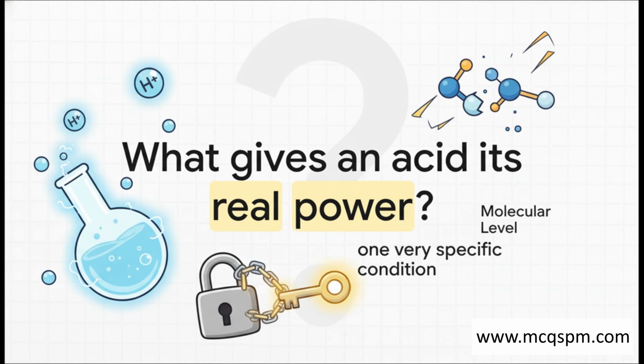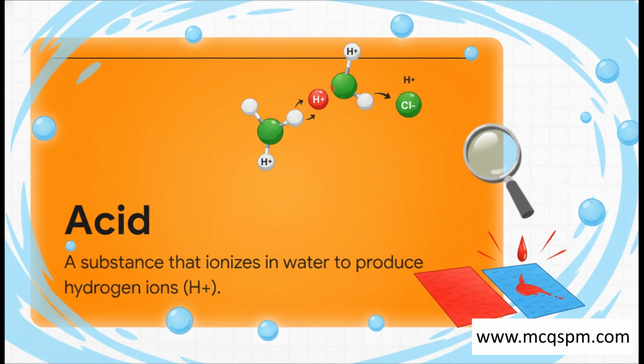And here's the catch. It only happens under one very, very specific condition. And this is the part you absolutely cannot forget. An acid must be in water to show its properties. A molecule like HCl on its own is just a gas, but when it dissolves in water, it releases its powerful hydrogen ions, H+, and that process, ionization, is what gives it all its acidic powers, like turning blue litmus paper red. So remember the rule: no water, no H+, no acid.